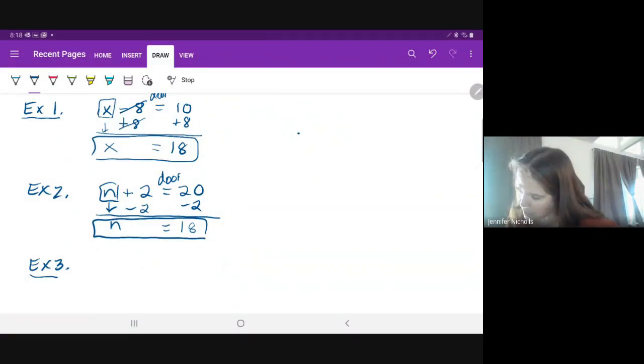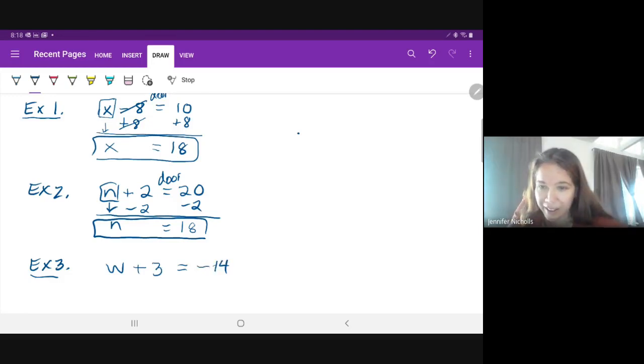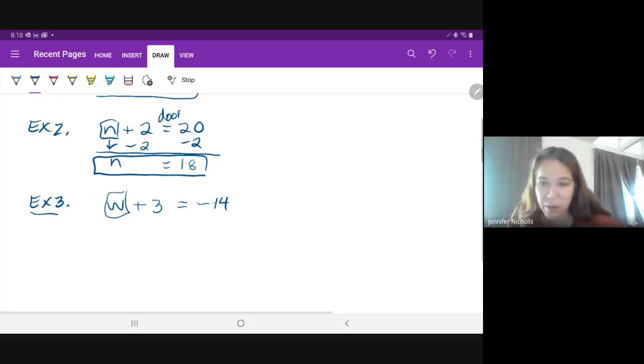Oh, let's do some negatives. Okay, so let's say we have w plus 3 equals negative 14. We're gonna box the w, and this is the same problem, right? Basically. So how do you get rid of the 3?